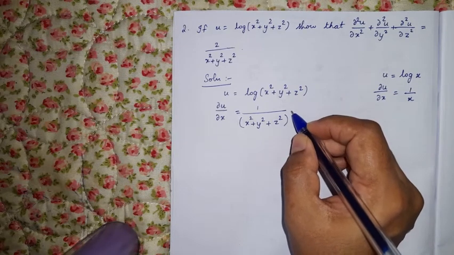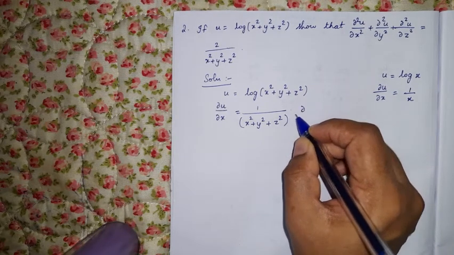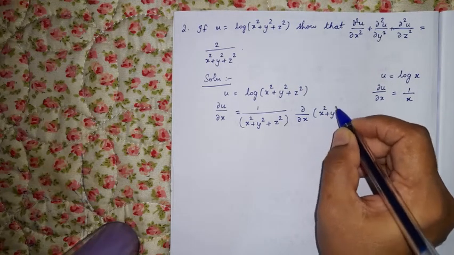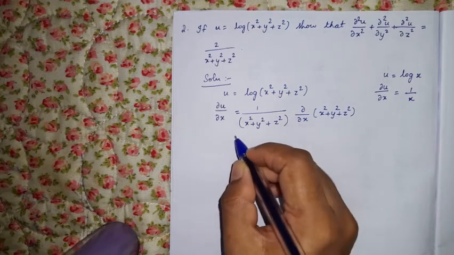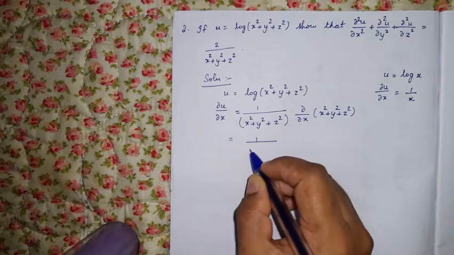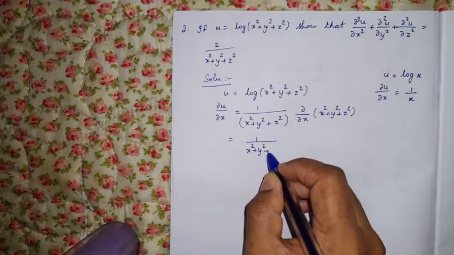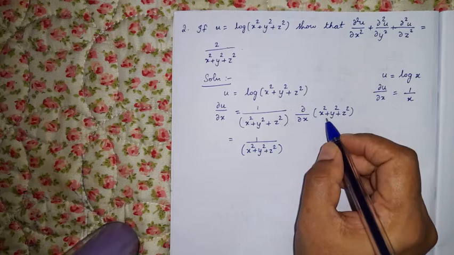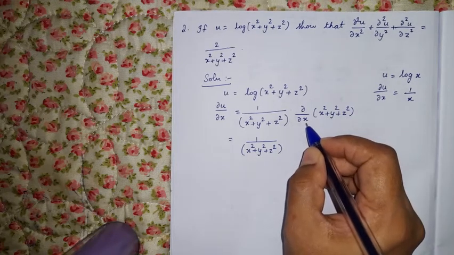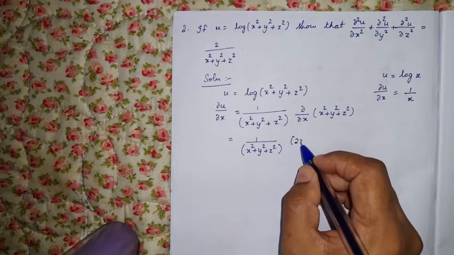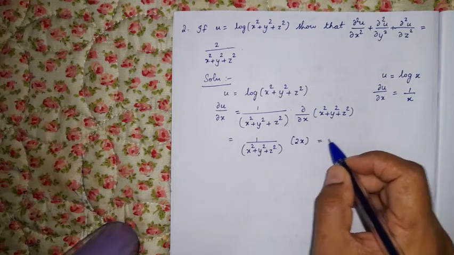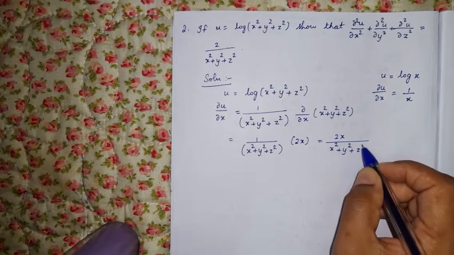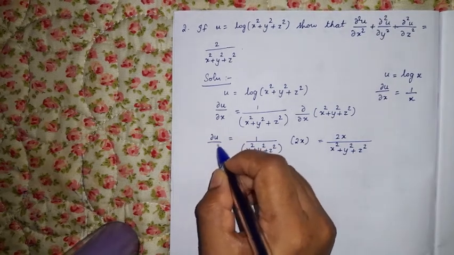So you will be getting ∂/∂x of the whole term, x² + y² + z², multiplied by 1 by (x² + y² + z²), which remains as such. Now if you differentiate this term partially with respect to x, you will have 2x. So you are getting 2x divided by (x² + y² + z²) for ∂u/∂x.